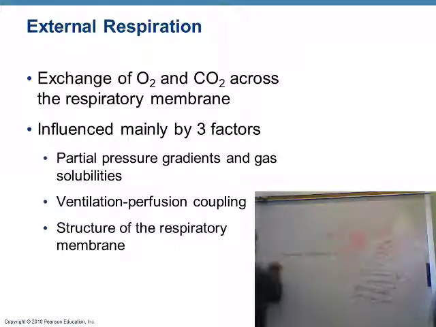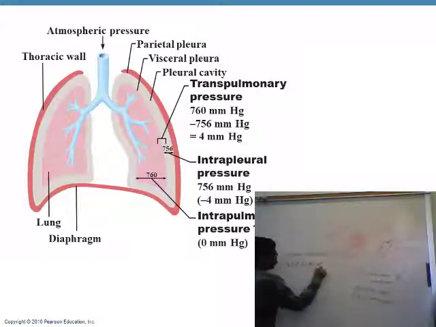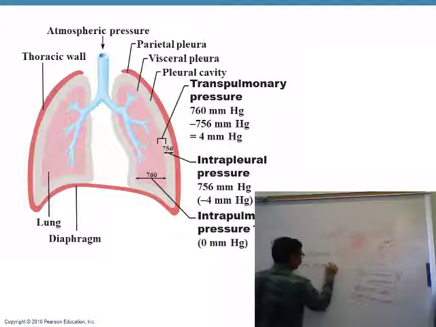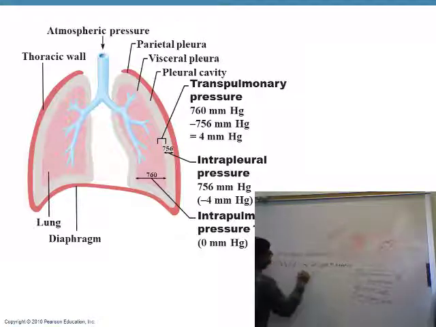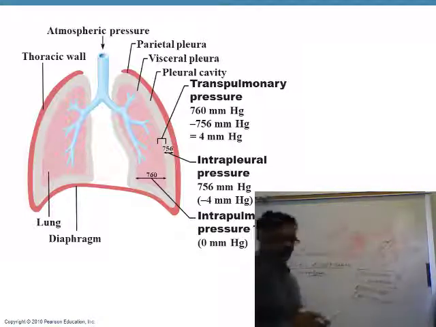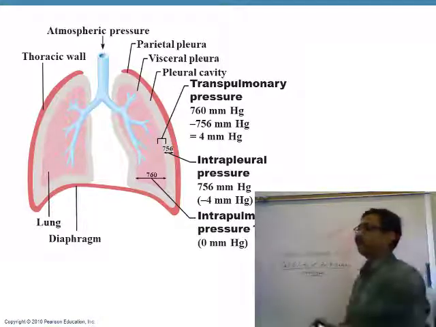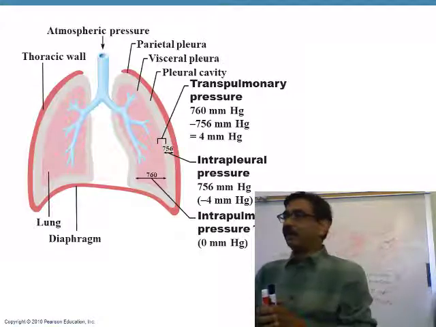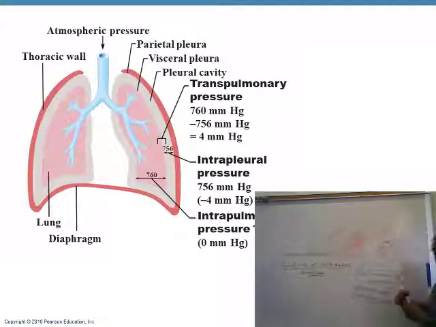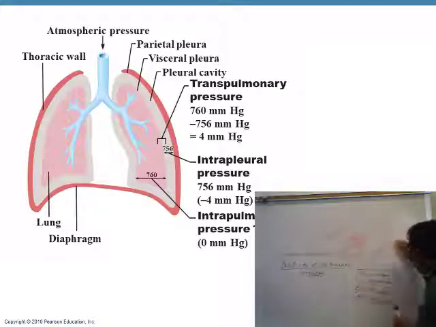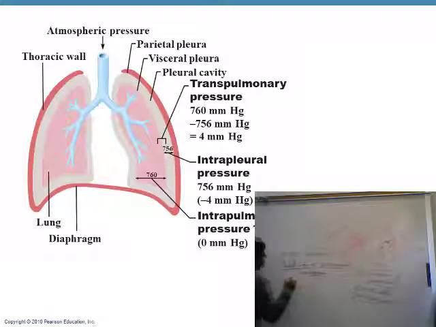Number two, solubility of the respiratory membrane. So the gas can easily pass through the respiratory membrane if the gas is more soluble to the respiratory membrane. So oxygen is less soluble than carbon dioxide. We know that. Oxygen is 20 times less soluble than carbon dioxide to the respiratory membrane. So oxygen moves slower than carbon dioxide. Why? Because oxygen is less soluble to the respiratory membrane.